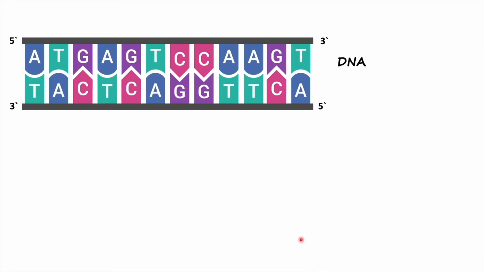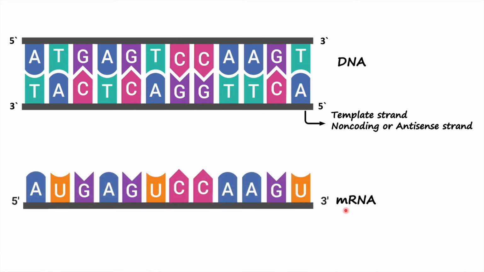So now I just want to quickly talk about the template and the non-template strand. This is our DNA molecule, which is a double-stranded DNA molecule, and let's consider that the bottom strand is the template strand, which is also called the non-coding or antisense strand. Because it's a template strand, it will be used as a template to synthesize mRNA. The top strand is called the non-template strand, or coding or sense strand.